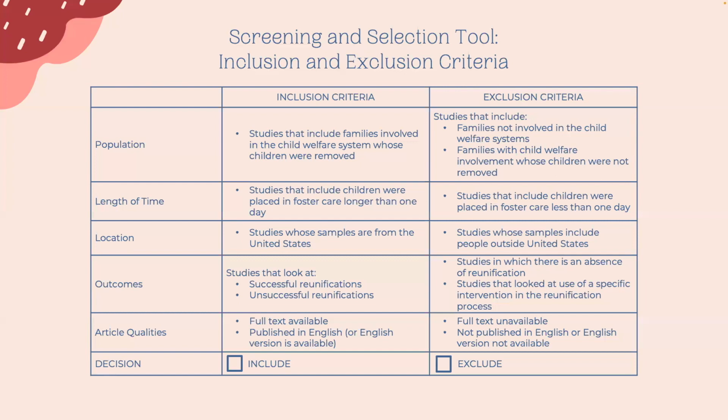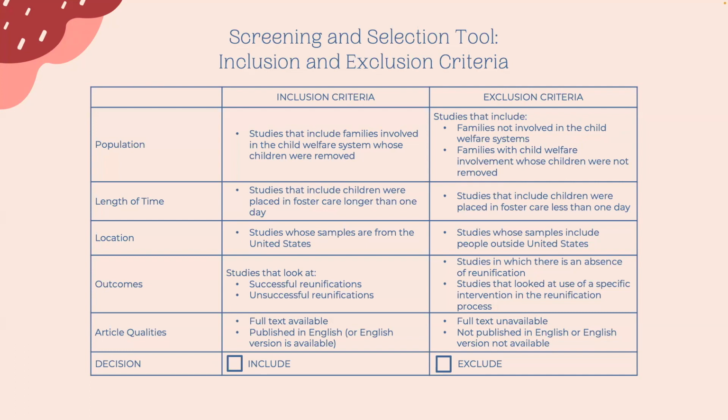So, to conduct the systematic literature review, I had to figure out what factors are present in successful and failed reunifications. So, I created my own screening and selection tool that you can see on this slide. I used this screening and selection tool to evaluate the literature I found related to reunification so I could narrow the search down and really focus on the research that I needed. I divided the tool into 5 main categories: population, length of time, location, outcomes, and article qualities.